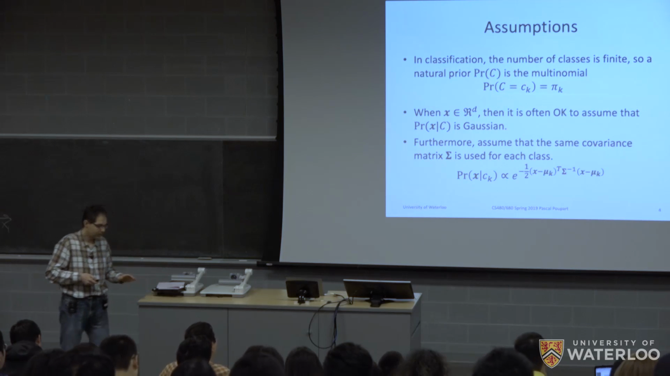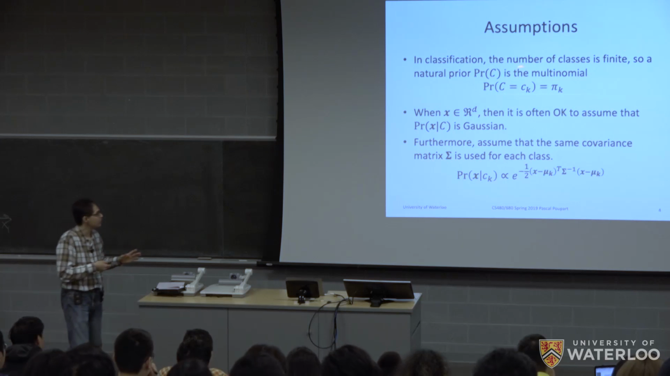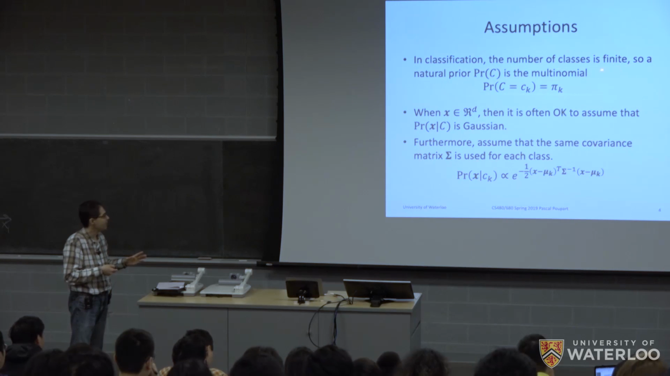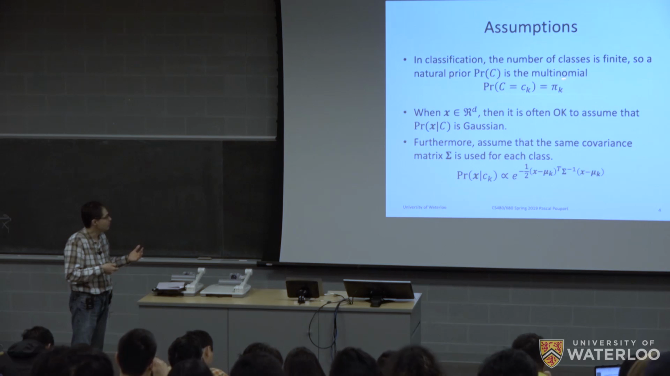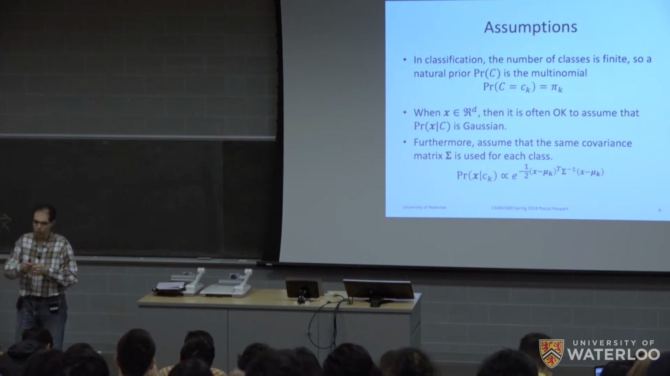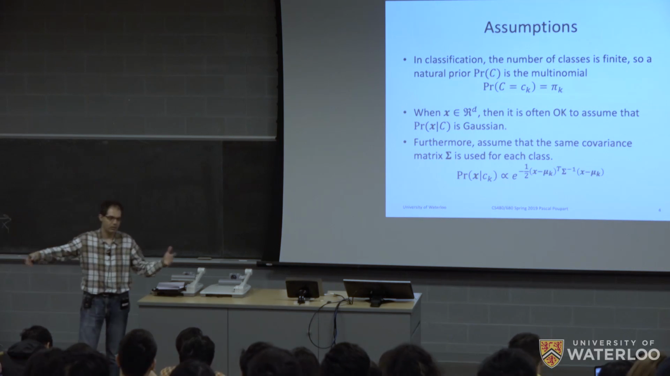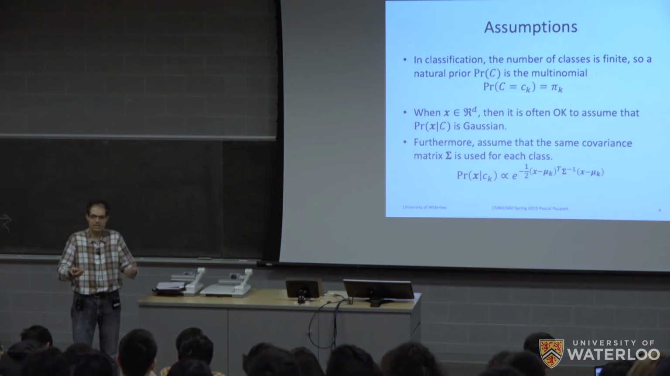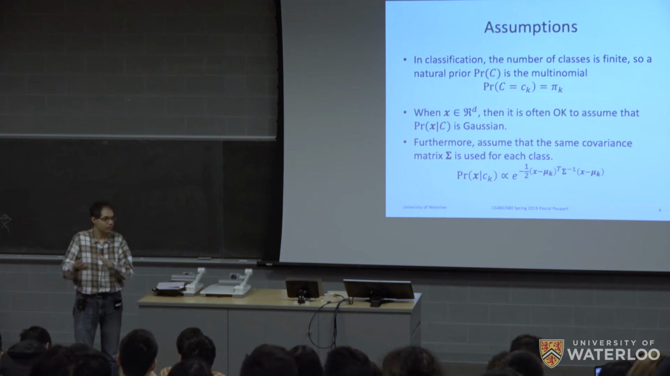All right, so in this model, we're going to make some assumptions. First, let's assume that the number of classes is finite, and in fact that they're categorical. So then what's a natural type of prior that we could use is a multinomial distribution. Right? So multinomial distribution is just a distribution over a finite number of possible outcomes that are categorical. So a good example would be, let's say that you have a coin, you can flip it and get head or tail, right?